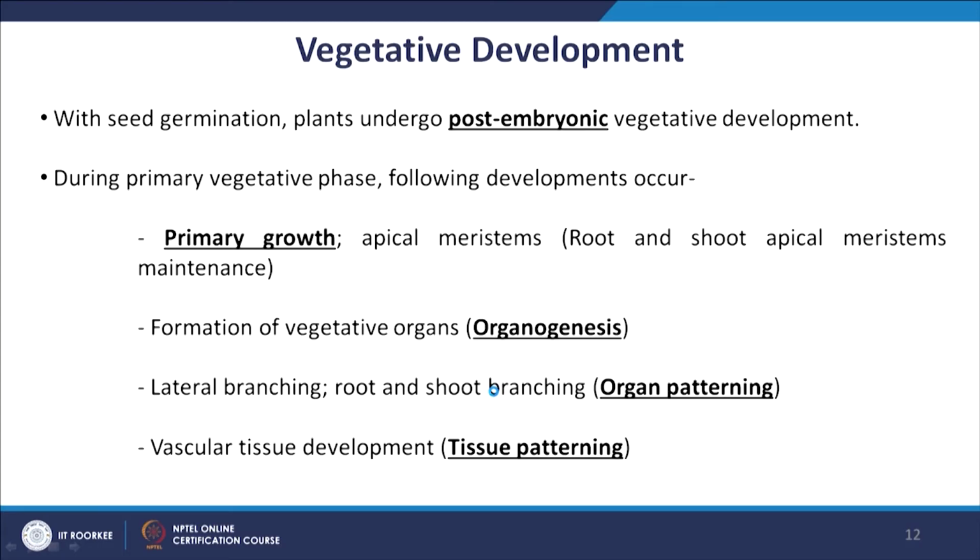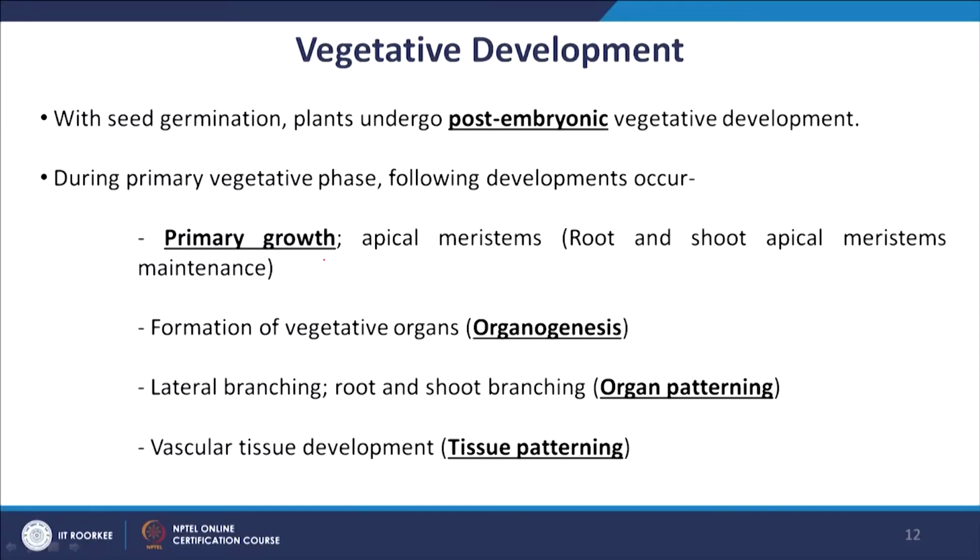This starts with seed germination, and once you put seeds for germination, plants undergo mostly post-embryonic vegetative development. During the primary vegetative phase, the following developments occur. First, a very important thing is primary growth, which occurs at the apical meristems, both the shoot apical meristem and the root apical meristem. For continuous growth, it is very important that the plant always maintains both meristems throughout its life.